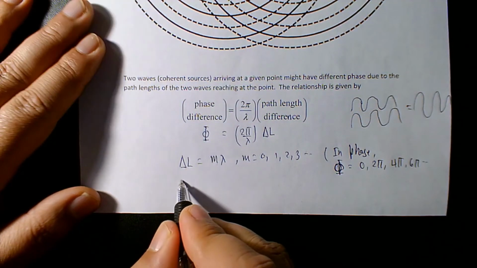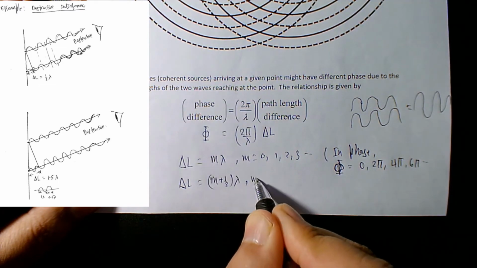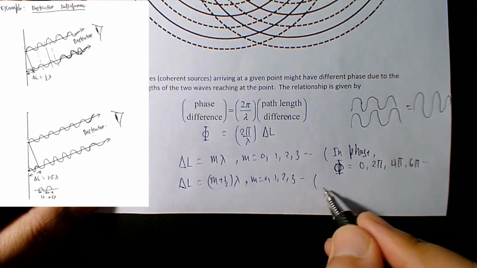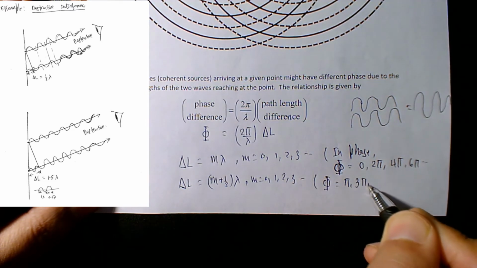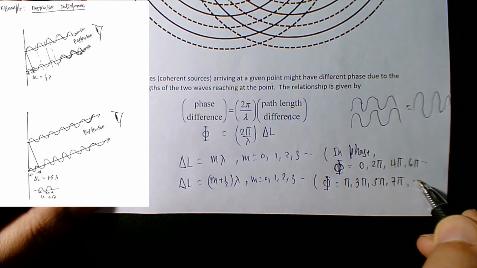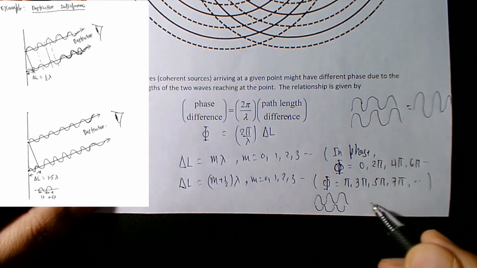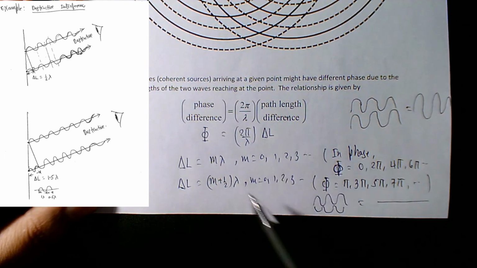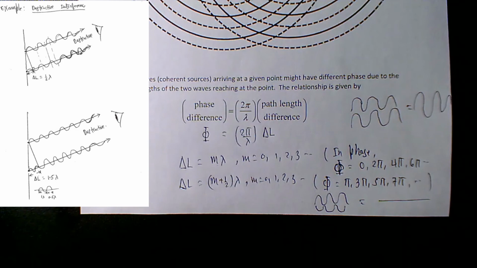However, if the path difference is an odd half multiple of lambda, where m still goes from 0, 1, 2, 3, then it brings a phase shift of pi, 3 pi, 5 pi, 7 pi, an odd multiple of pi. Then the two waves will meet out of phase like that, and that produces nothing. This is called destructive interference. So this is the basic idea of any interference, and we're going to use this in optical interference.